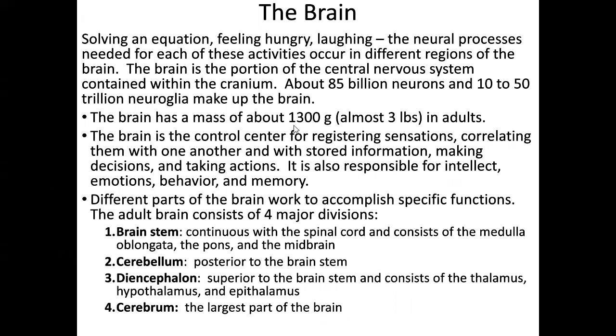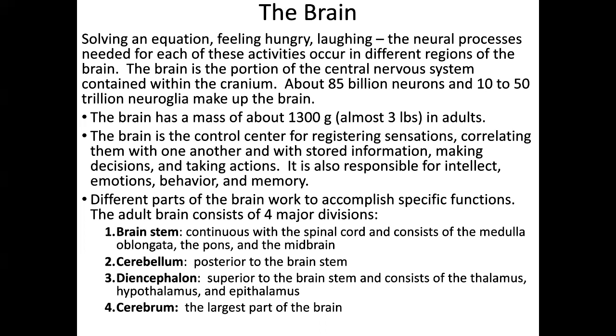Size-wise, I've already mentioned this, but very small, about 1,300 grams or about 3 pounds in adults. Which isn't the biggest brain that you find in animals, but pound for pound, as far as percentage of our total body, it's pretty big, especially our cerebrum and the cerebral cortex. We can describe our brain as a control center for registering sensations, correlating them with one another and with stored information, making decisions and taking actions, responsible as well for our intellect, our emotions, our behavior, and our memory. So a lot takes place courtesy of our brain.